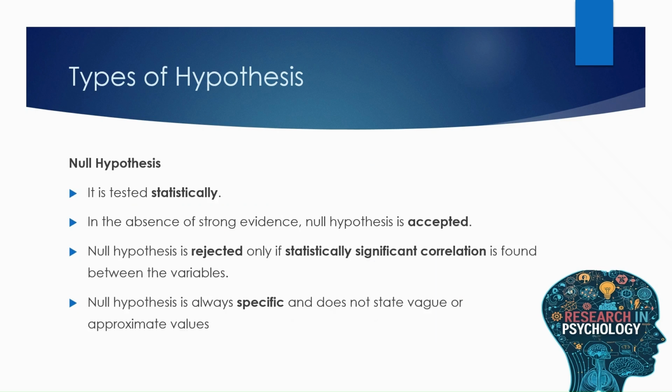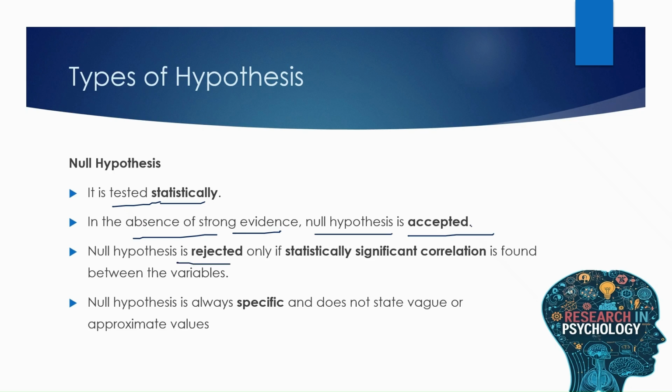All right. Now, null hypothesis is tested statistically. Okay, we use statistics to test the null hypothesis. In the absence of strong evidence, null hypothesis is accepted. Okay, accepting null hypothesis means there is no significant correlation between the two variables, or there is no difference between the two populations under study, right? So, you don't want the null hypothesis to be accepted. But in the absence of strong evidence, null hypothesis is accepted.